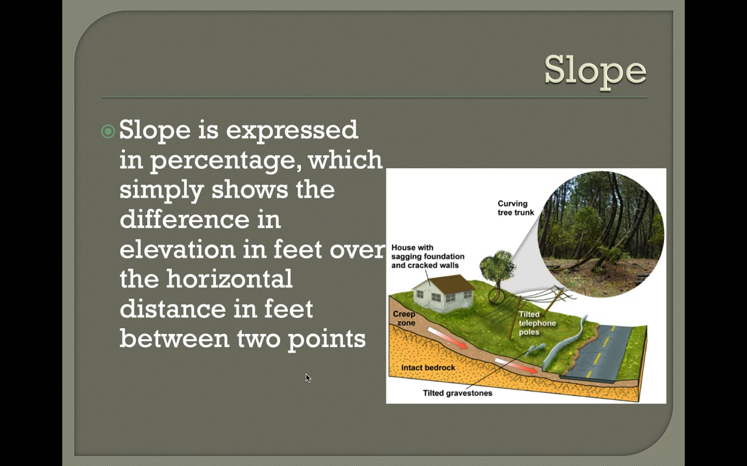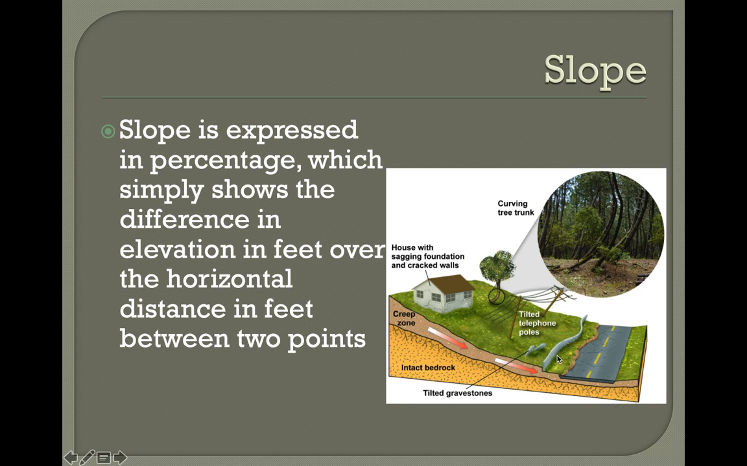It's going to be expressed in a percentage. You can see what has happened with this particular picture here. Of course, this is obviously animated, more like a cartoony picture. But you can see how it causes things like curved tree trunks. It can cause problems with foundations if you try to build something on a very sloped soil. You can cause problems with tilted phone lines, tilted gravestones.